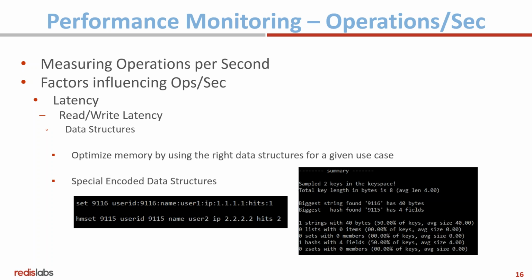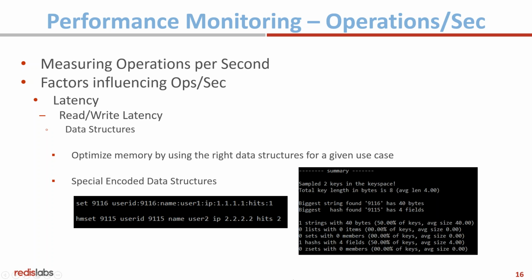The second thing, which is what leads me into, is a special encoding data structure. For example, in this case, I created a key, 9116, and I put all these user details: name is user 1, IP is 1111, hits are 1. And I did the same thing using an HMSET, basically a hash, to store all these details. If you look at this from the Redis client, you see the usage for the string, average size is 40, and usage for the hash is only 4. So there's a huge difference, and this is just for 2 keys, the difference between a string and a hash. Imagine the amount of memory you could potentially save if you start thinking about all the different use cases you have and how you can best take advantage of the right data structure that Redis provides.